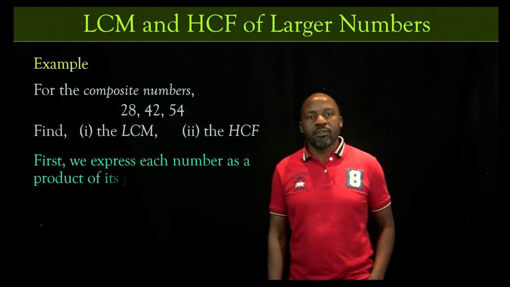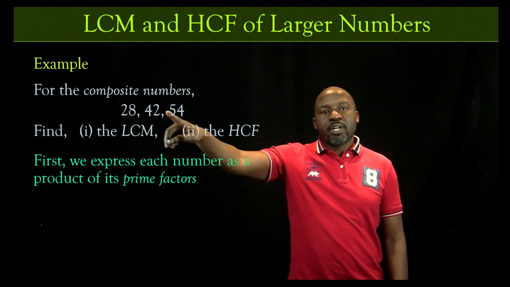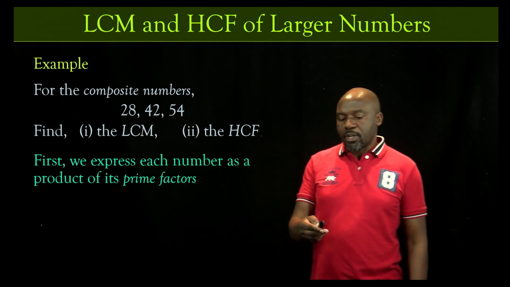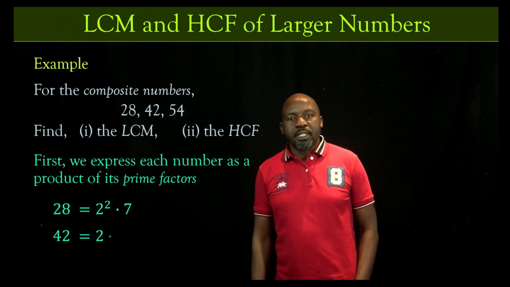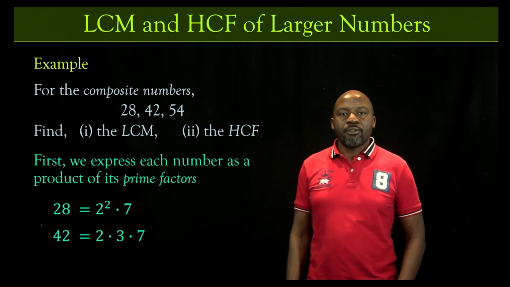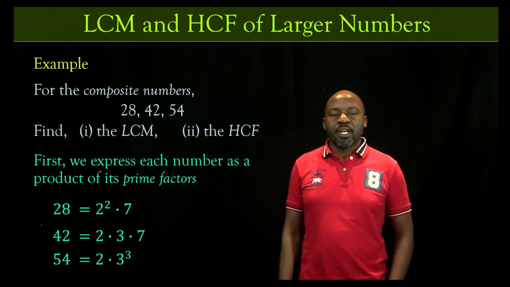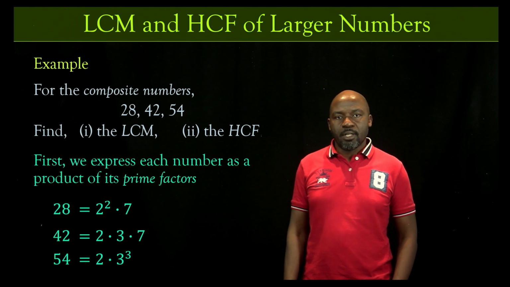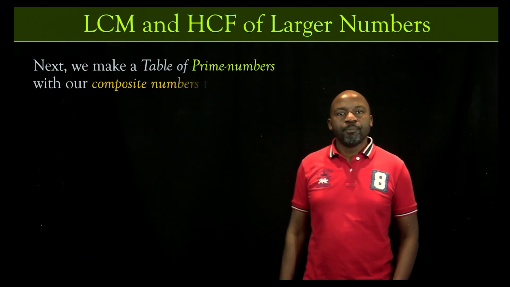So the first thing we want is, of course, to remember that we had already expressed all the 3 numbers as products of their prime factors. I believe I have written them somewhere. So 28 is 2 squared times 7, 42 was 2 times 3 times 7, and 54 we found as 2 times 3 cubed, like that, right? We'll put those up there to remind us.